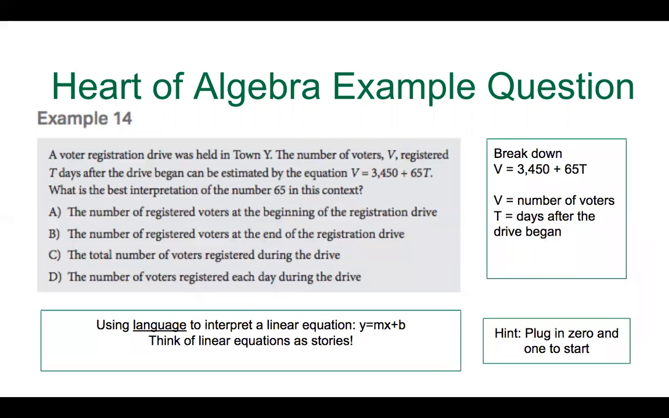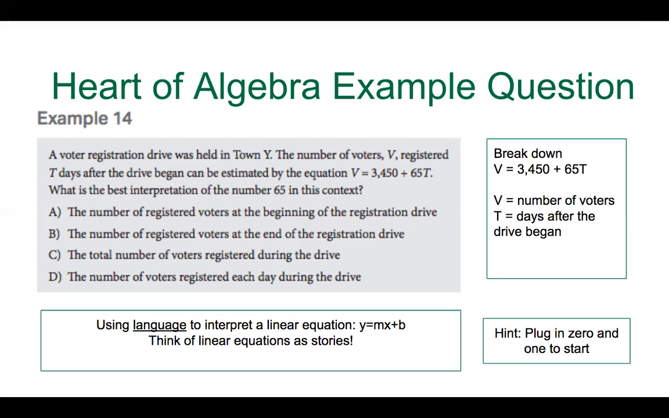Here is another Heart of Algebra question. The reason I put this one in is because they are going to test your ability to integrate language with your mathematics questions. Here they're describing an event. A voter registration drive was held in town Y. The number of voters, V, registered T days after the drive began can be estimated by the equation V equals 3,450 plus 65T.